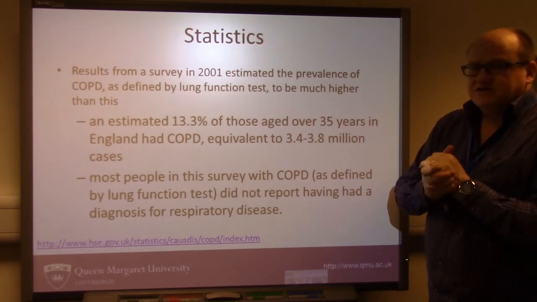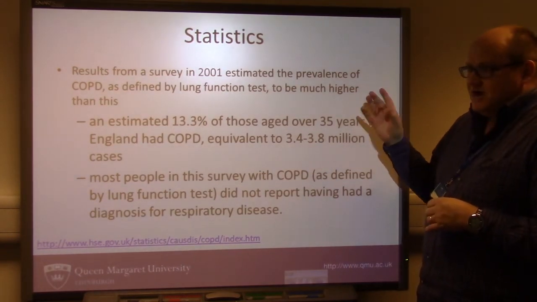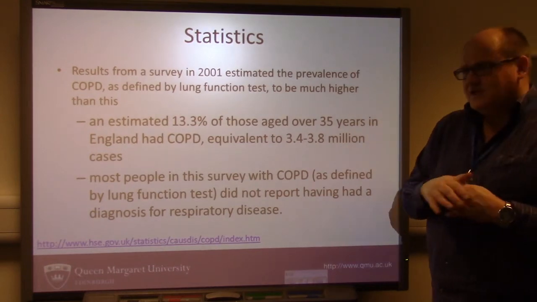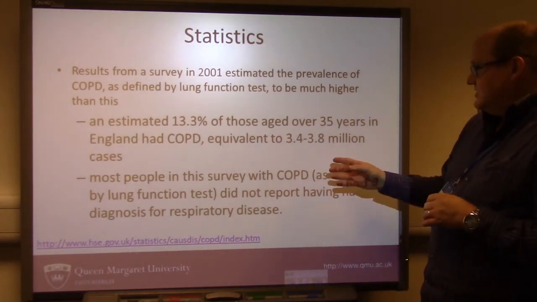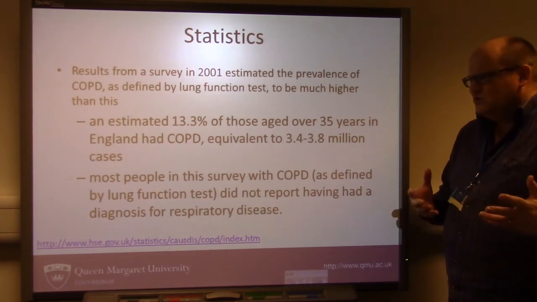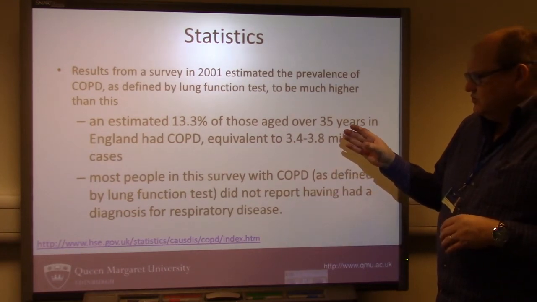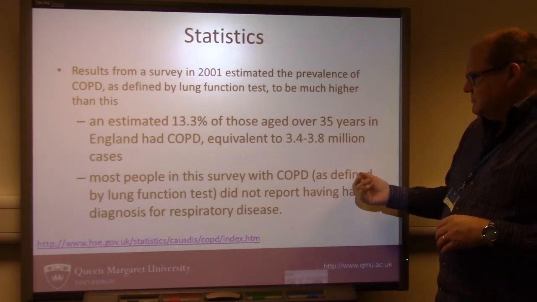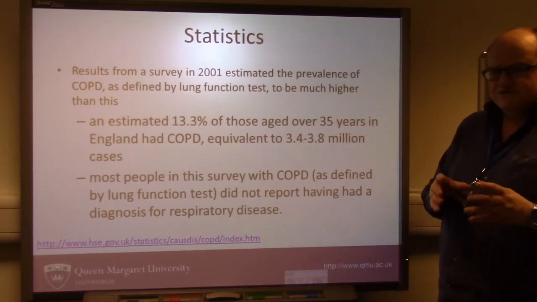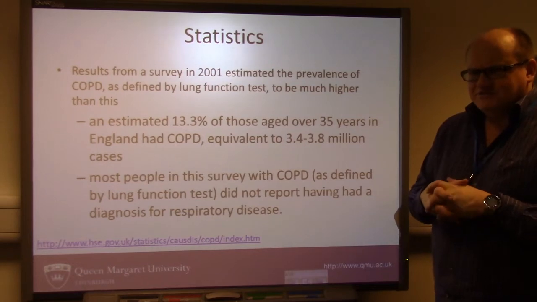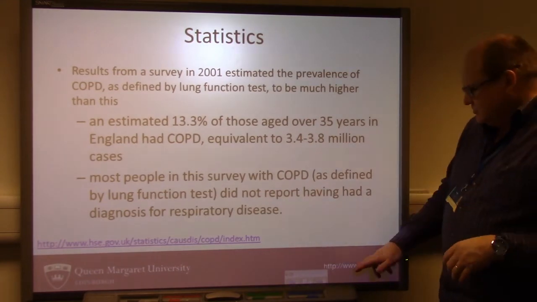One of the big surveys at the turn of the century in 2001 said actually they thought it was much higher, and it was an estimated 13.3% of those aged over 35 years of age in England had COPD. Now that would equate to over 3 million cases. So again, we're talking huge potential numbers here. Now, most people in that survey who were identified as COPD, that was because they got a specific lung function test. They didn't report having had any diagnosis for respiratory disease. So this is where the underrepresentation may come about. People who have got symptoms, people who haven't had measurements taken, but haven't actually had a diagnosis.